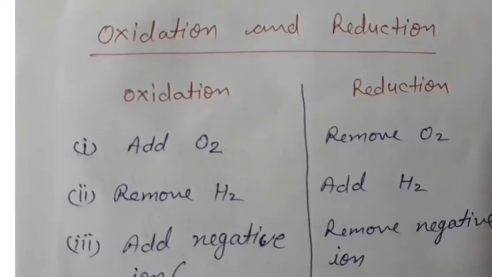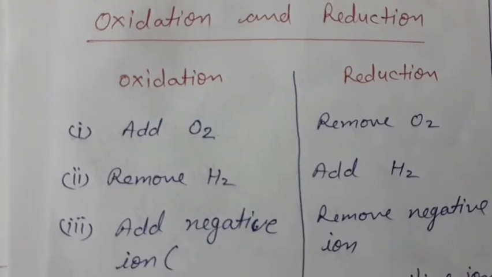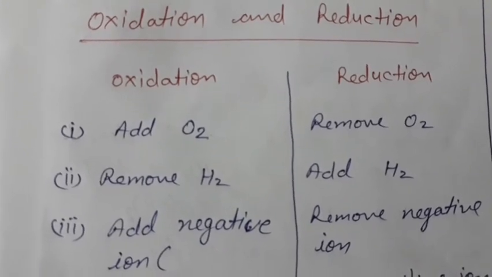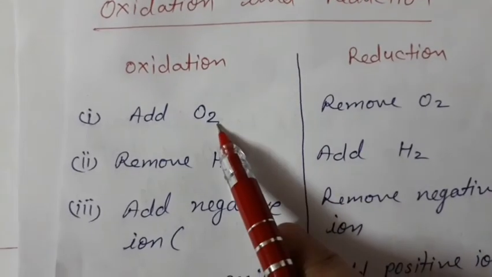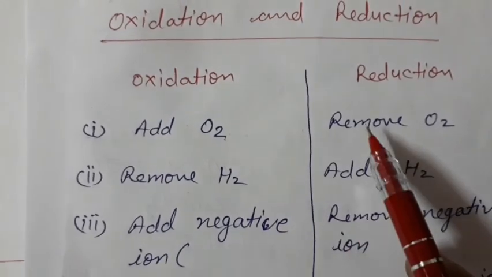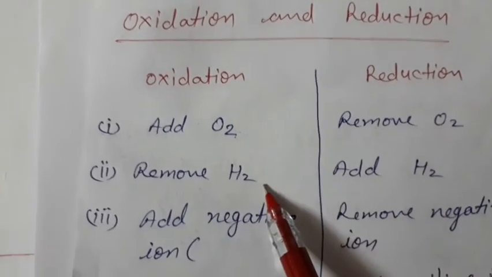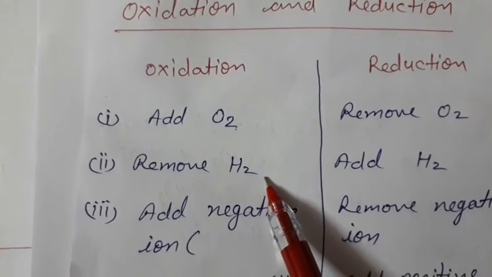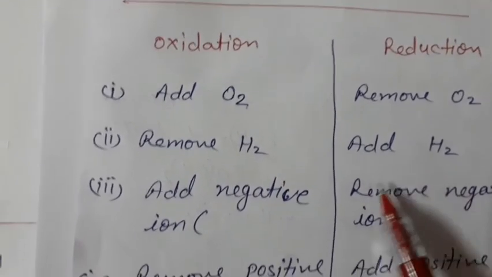What is the difference between an oxidation and a reduction reaction? Oxidation means adding of oxygen. Reduction means removal of oxygen. If hydrogen is removed, that is oxidation. If hydrogen is added, that is reduction.